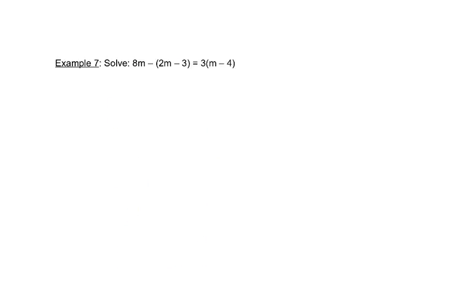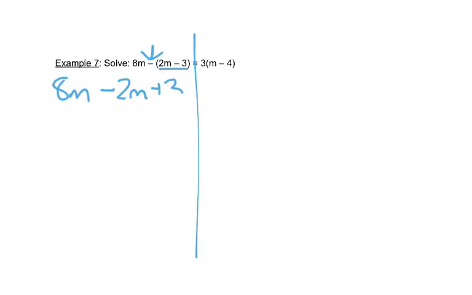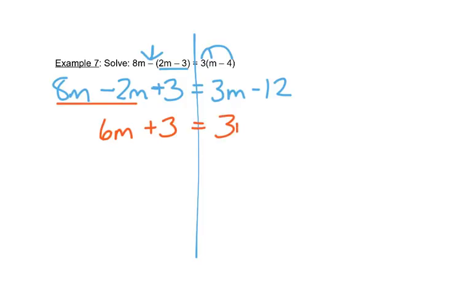We'll skip 6 and go on to 7. So here we're going to start with getting rid of the parentheses. This 8m that's in front just has to stay in front for a minute. This negative sign means that those are all going to get changed signs, the opposite. So we have a minus 2m plus 3m. Here the 3 gets multiplied by everything inside, 3m minus 12. So we'll combine some like terms. 8m minus 2m is 6m. And over here on the right, there's nothing else to combine.